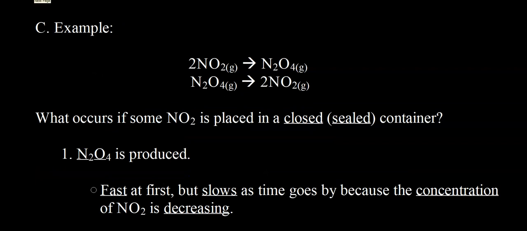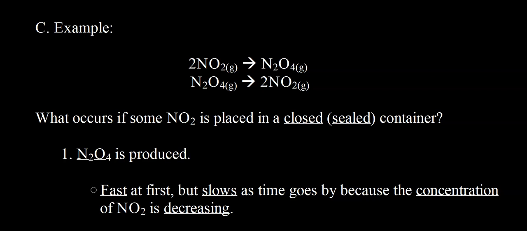So let's take a look at this example. We have two equations here. They're obviously opposites of one another. So we have nitrogen dioxide gas reacting to produce dinitrogen tetroxide. And then we have dinitrogen tetroxide reacting to produce nitrogen dioxide gas. So here's the situation. What occurs if some NO2 is placed in a closed container, a sealed container? So you open up a container, put some NO2 in there and close it.